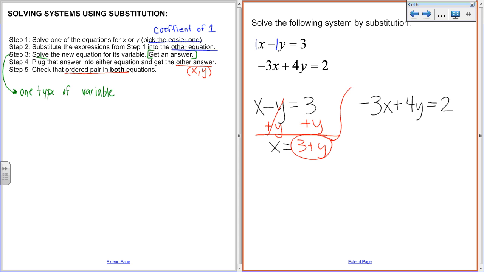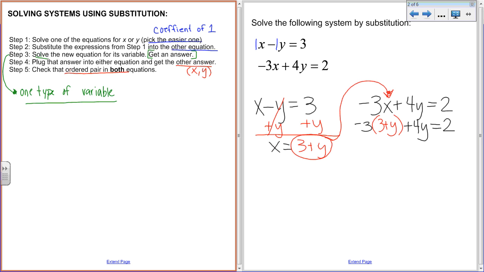This 3 plus y has to get substituted in for x. X equals gets plugged in for x. So now what I'm going to have here is negative 3 times 3 plus y. So our substitution looks a little bit different. It's going to look more like an expression than an integer value. And we have plus 4y equals 2. Now when we look at this, we want to stop and see, do I only have one type of variable? And yes, I do. I have y's and y's. There's no x's left, so this is an equation that you know how to solve.